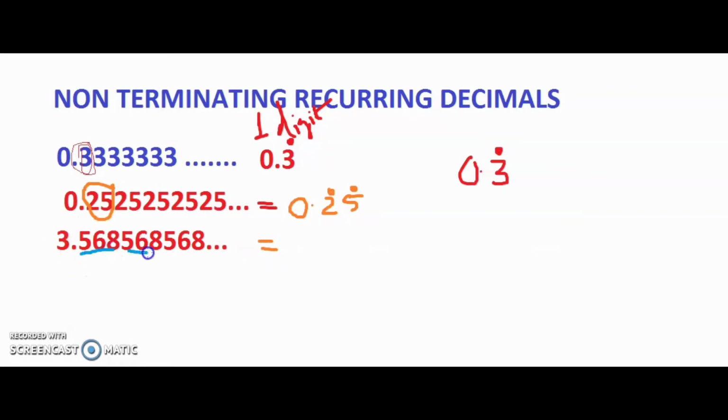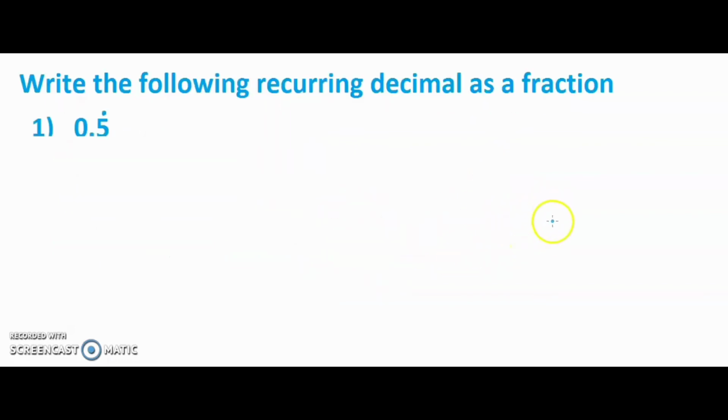In the third example, 3.568568 etc., 568 is repeating. So we can write it as 3.568 with a dot on the first digit and also the last digit. No need to put a dot on all three. Okay, now let's consider one example. Write the following recurring decimal as a fraction: 0.5 with a dot over it.